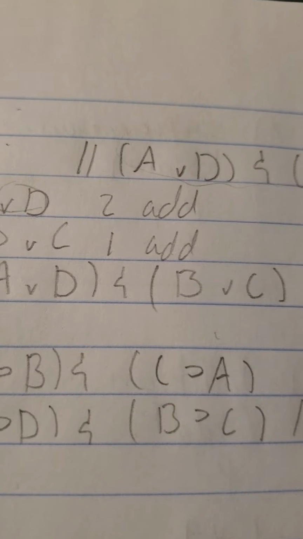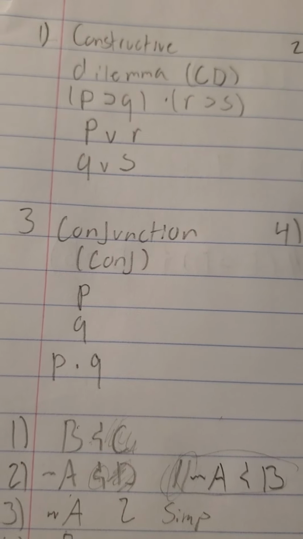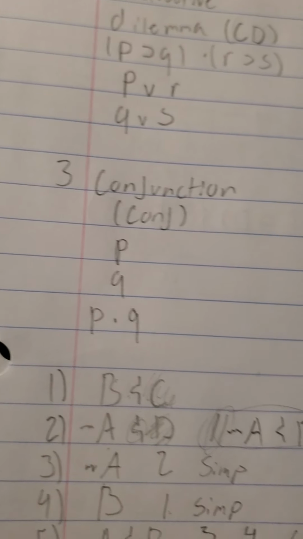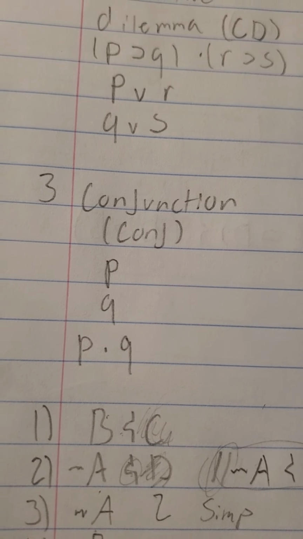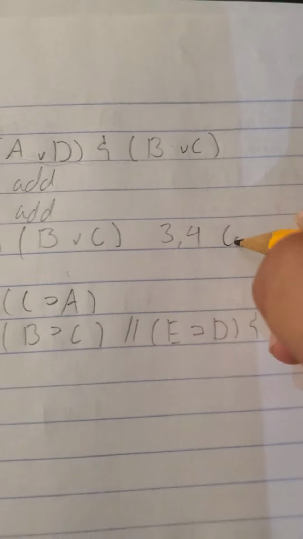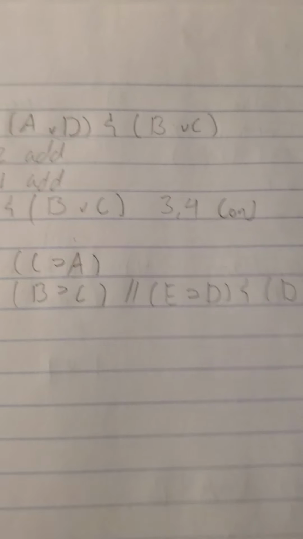And since we're combining them, the only thing that we have for rules that has to do with combination from all of these is 3, conjunction. So this becomes conj, and that's how you solve it.